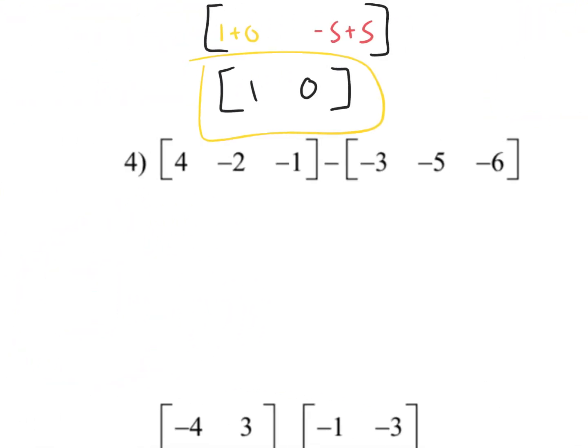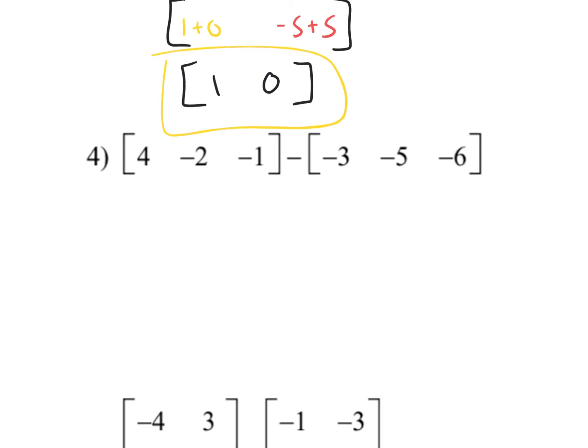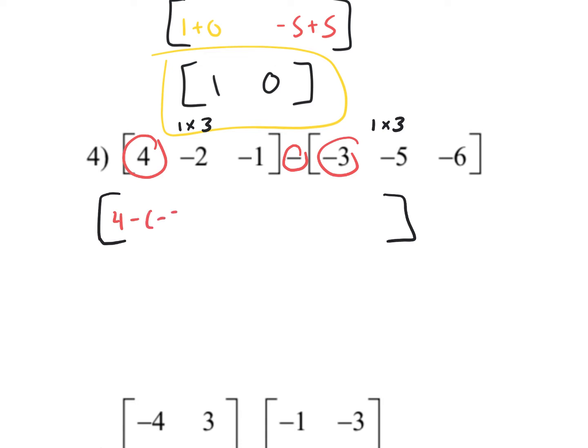All right, number 4. How many rows do we have in our first matrix? 1 row, and how many columns? 3. What about in our second matrix? So here we are subtracting. So this would be 4 minus -3. What happens when you have minus a negative? It becomes plus. So what's 4 plus 3? 7. Be careful with your signs, especially when you have subtraction.